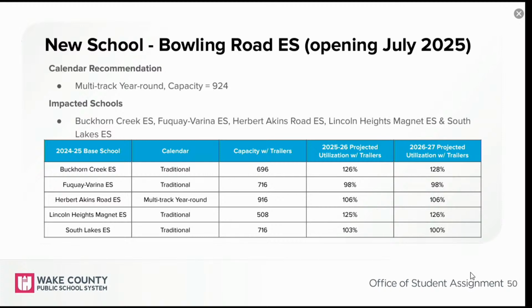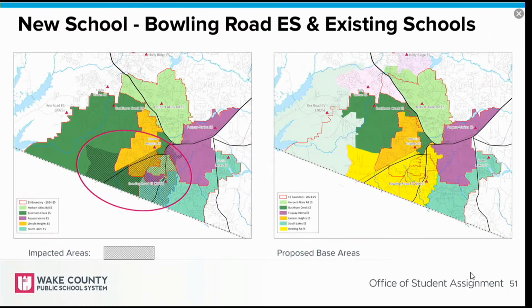Again, because this chart has a blue header, that lets you know that this is what would happen at these schools from a projection standpoint if we made no assignment changes. And as you can see, several of them are very crowded, if not beyond crowded. So you'll notice that this map looks very similar in region and geography to the one we looked at for Rex because it's in that same side of our county.